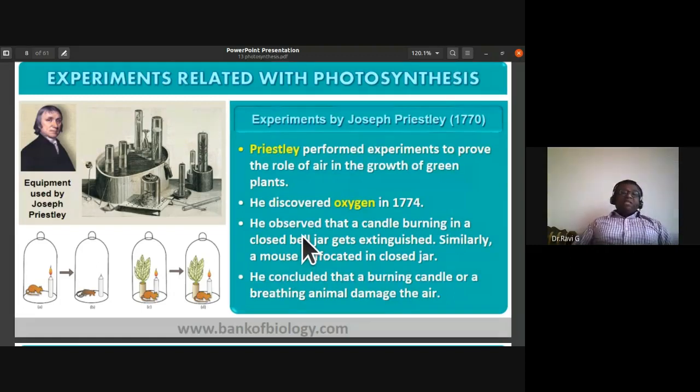So Joseph Priestley observed that a candle burning in a closed bell jar got extinguished. Similarly, a mouse suffocated in a closed jar. So he concluded that a burning candle or a breathing animal damaged the air. He had not yet named it oxygen.